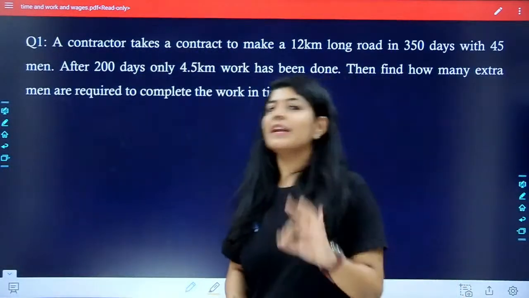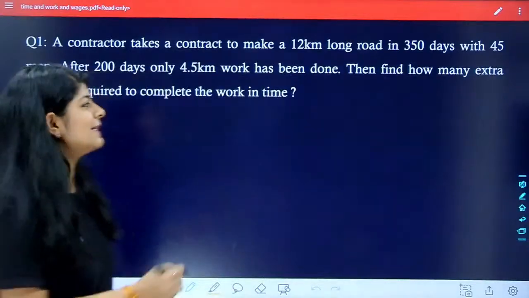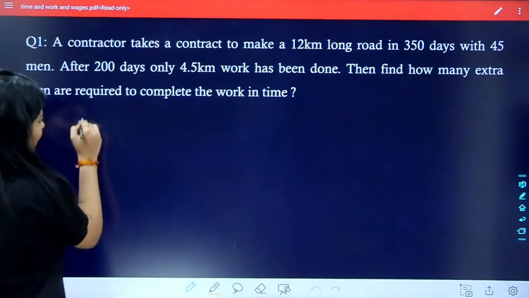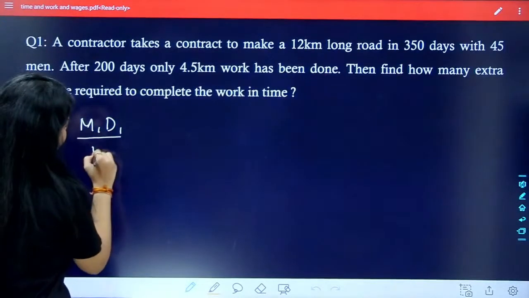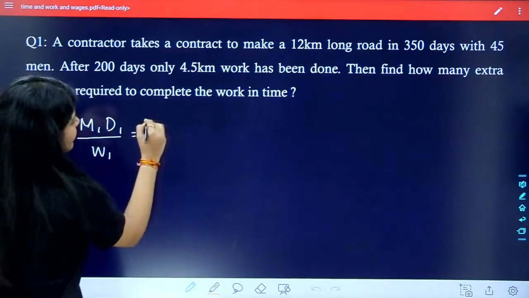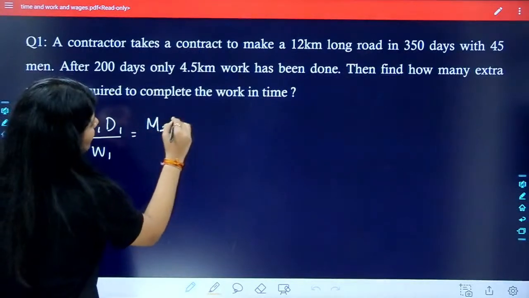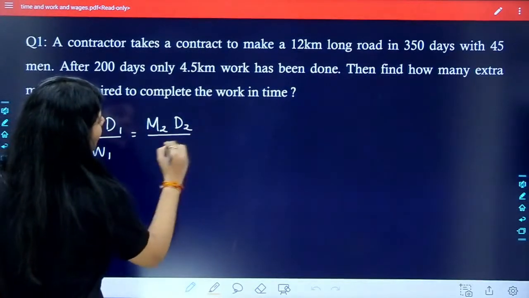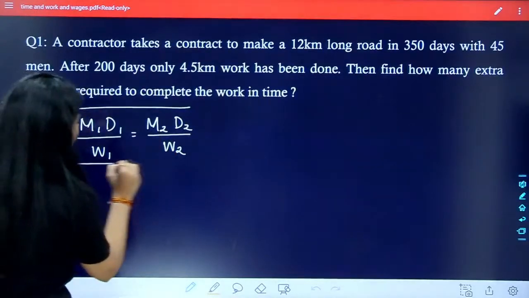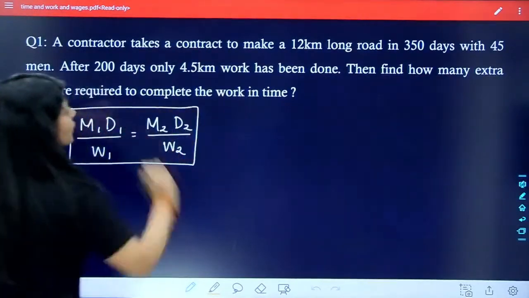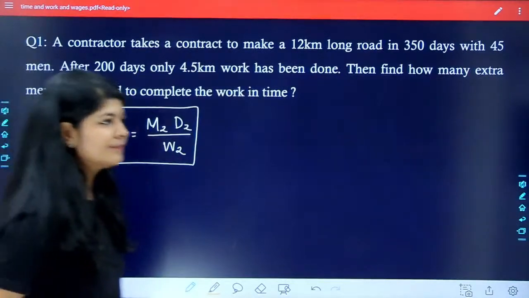We learned a very simple formula in the previous lecture, and it is M1D1 upon W1 is equals to M2D2 upon W2. We have to apply this formula in this type of question to calculate the correct answer.